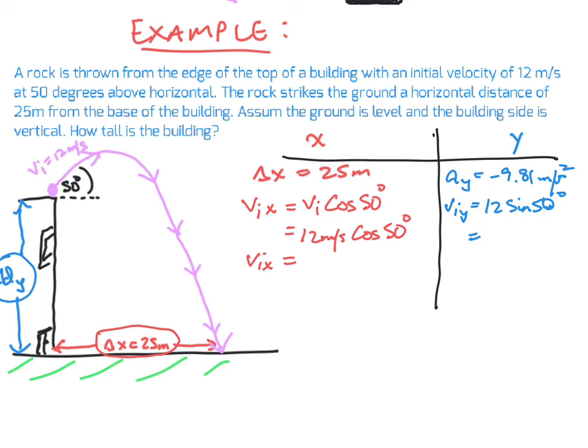Now, if we go back to the x direction, you can see that we've got two variables. We have 1 and we have 2. And of course, we know that Vx is equal to delta x over delta t. Therefore, we also know that delta t is equal to delta x over Vx. And that would allow us to get the delta t value if we know Vix.